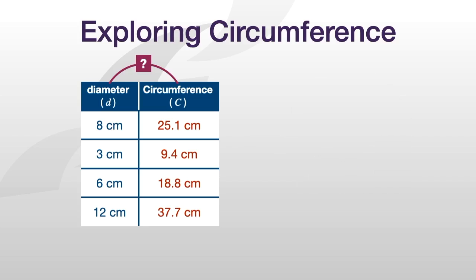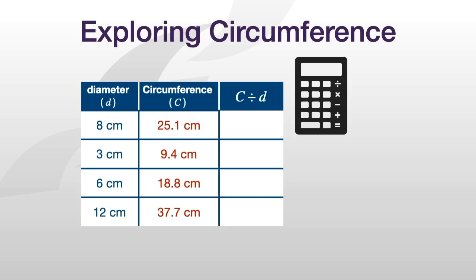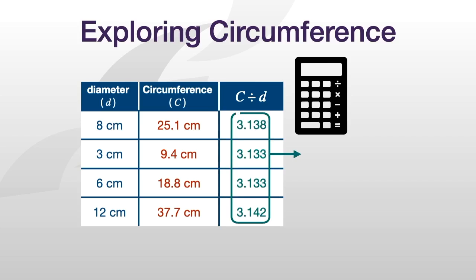You may have noticed that for each circle, the circumference is around 3 times the diameter. So let's add a third column to our table and calculate the circumference divided by the diameter. Because the measurements are approximate, the quotient won't be exact. But notice they are all about the same. In fact, the precise value is 3.14159 followed by infinitely many digits. Recognize this number? It's pi.